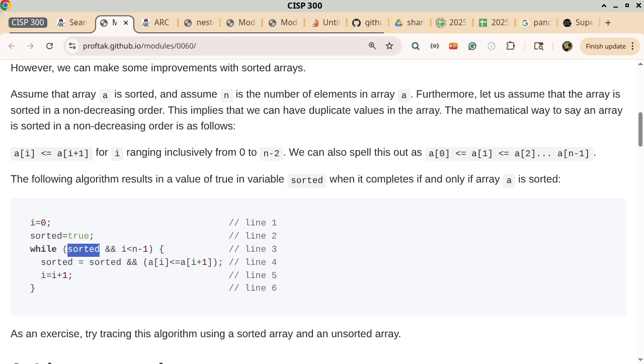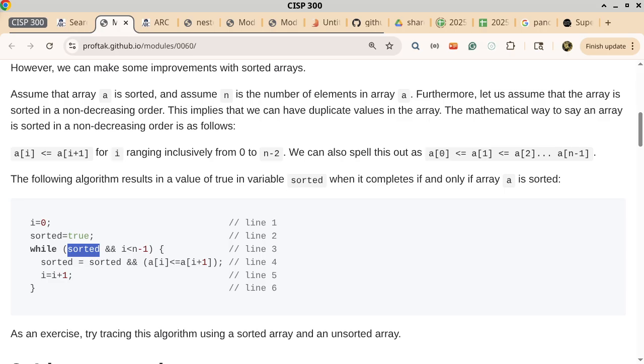In the trace, yep, that is correct. So in the trace, we emphasize that we are short circuiting by just saying sorted equals false, or sorted is false, without the conjunction and the other side, because we don't need that. Yep, that is a very good point. Thank you for pointing that out.